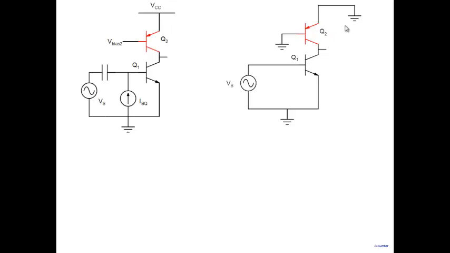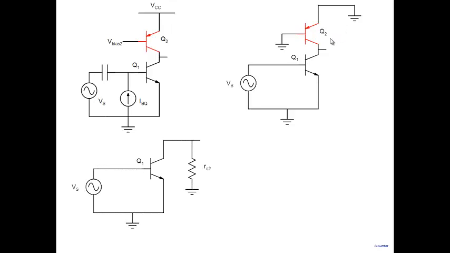The small signal circuit would be here. Note that if I look at Q2, I'm looking into the collector. The whole of Q2 can be replaced by an r_o2, because when you look at a transistor from the collector side, with base grounded, it appears as a resistance of r_o2. Q1 stays as it is, so we can write the gain as gm times r_o1 parallel r_o2.